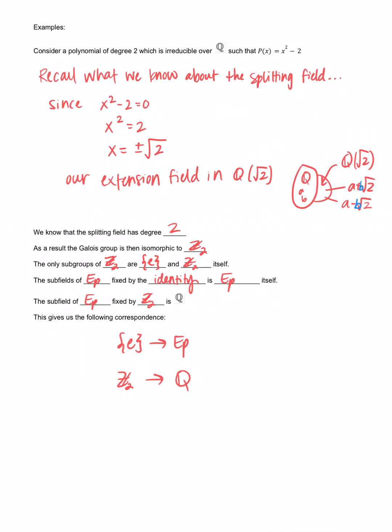So we know the splitting field has degree 2, and as a result, the Galois group is then isomorphic to Z2. The only subgroups of Z2 would be the identity and Z2 itself. The subfields of E_p fixed by the identity would be E_p itself. The subfield of E_p fixed by Z2 must be Q. So this has to give us the following correspondence. The identity maps to E_p and Z2 maps to Q.